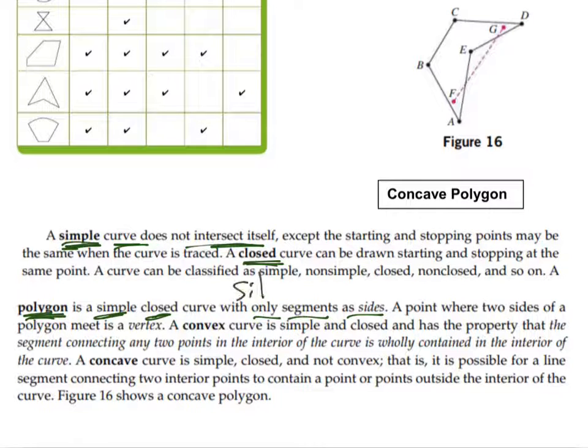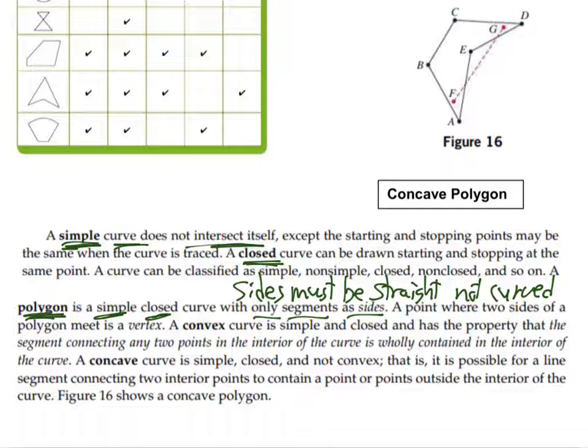The sides must be straight, not curved. That's what they're saying. When they say the sides have to be segments, they mean it can't be curved. So a polygon can't have any curved edges. If the shape has curves on it, it isn't a polygon, in other words.